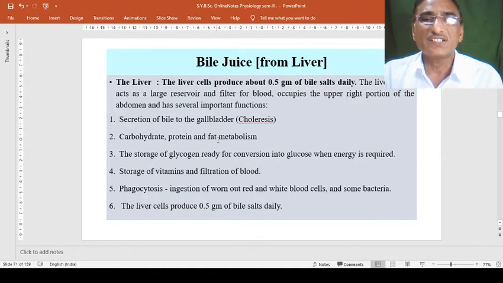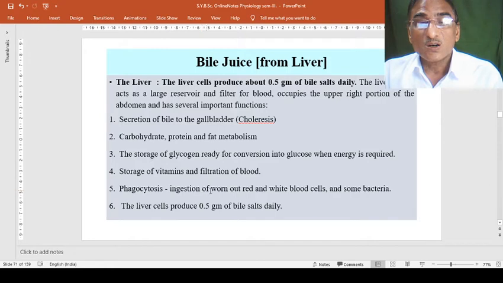It means that after digestion and metabolism, whatever food is stored in the liver cells or body cells is converted by these cells whenever metabolism and production of energy are required. Storage of vitamins and filtration of blood is another function. Then phagocytosis is a very important function carried out by the liver, which ingests worn out red and white blood cells as well as some bacteria. It means they prevent the body from infection. They ingest foreign bodies, or dead and decaying material in the body.